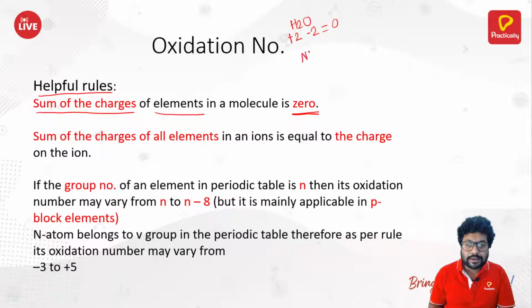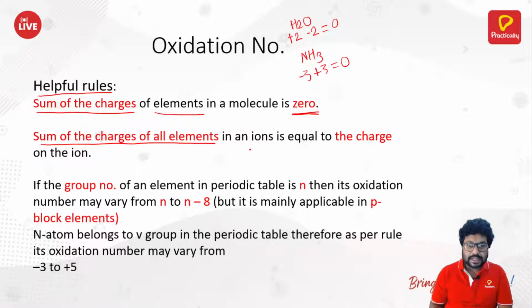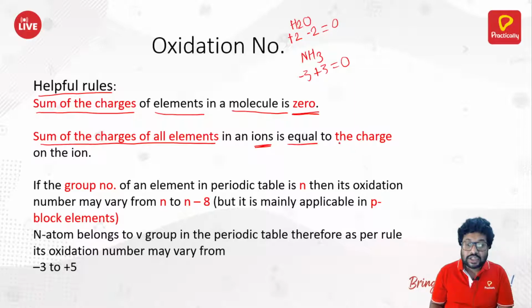Similarly for NH3. In NH3 there are 3 hydrogen atoms, each one is in +1. +1 into 3 is +3. Nitrogen is -3. Total 0. The sum of charges of all the elements in a molecule is always 0, or the sum of charges of all the elements in an ion. Now here I was talking about molecule. Here I am talking about ion. That is why the sum of the charges of all the elements in an ion is equal to the charge on the ion.